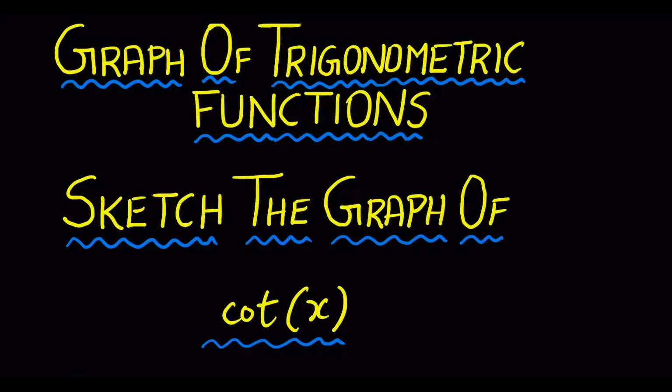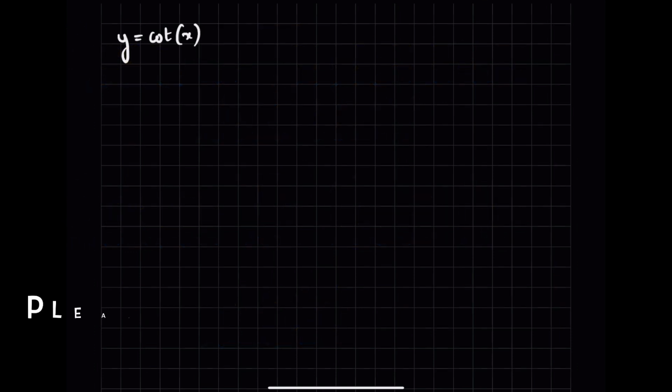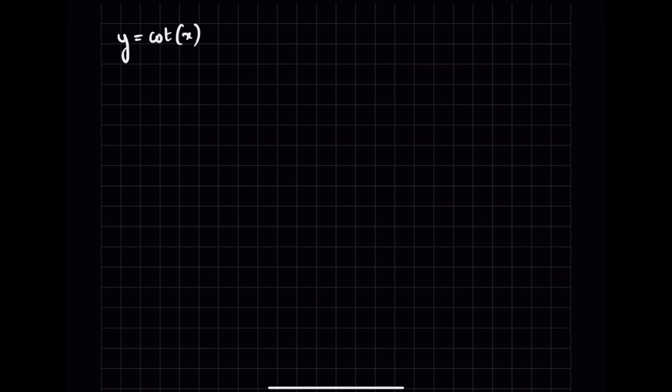In this video, we'll learn to sketch the graph of the trigonometric function cot x. Let us try to plot the graph of cotangent of x, or cot x. The first thing we have to understand is that tan of 0 degrees is 0, so cot of 0 would be infinity.